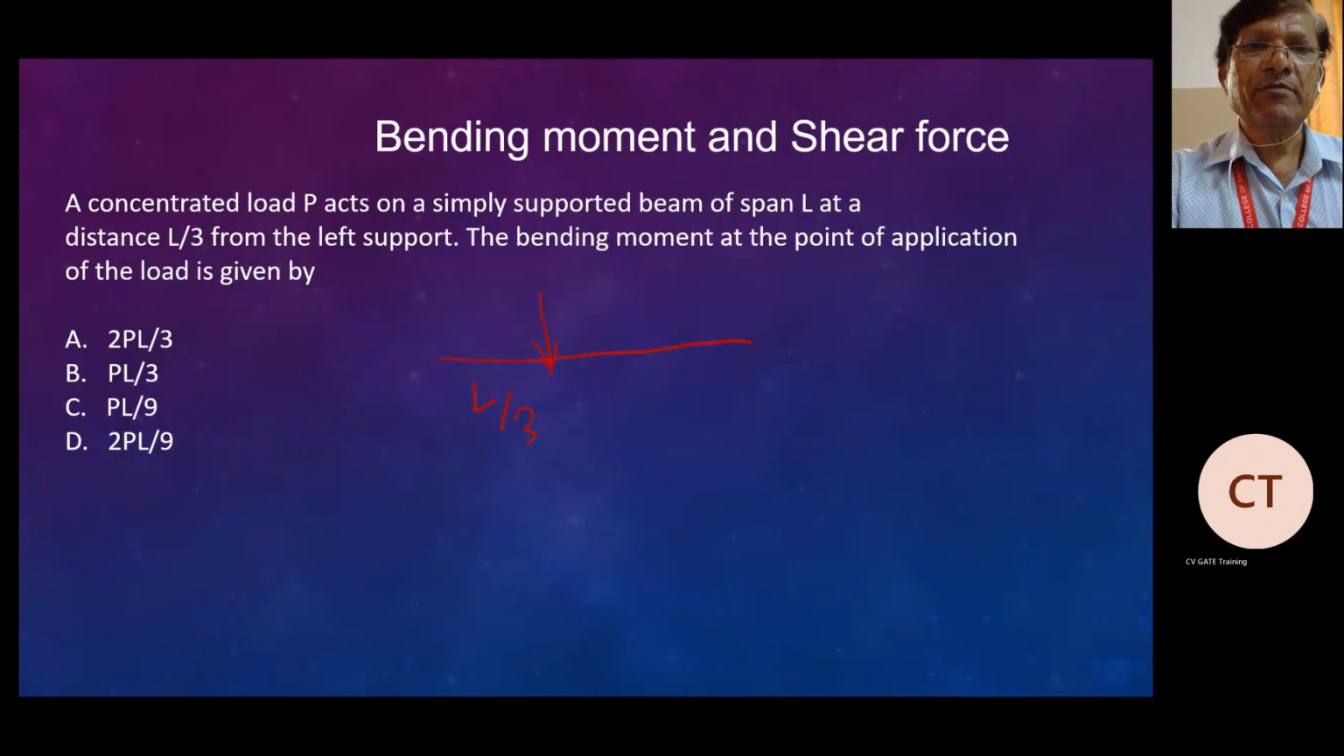So you want to know what the moment is here. How will we get it? You should know the reactions. You can calculate the reactions at A and B. This is the force P acting at a distance L by 3. Calculate the reactions and calculate the moment at this point. You'll be getting 2PL by 9.